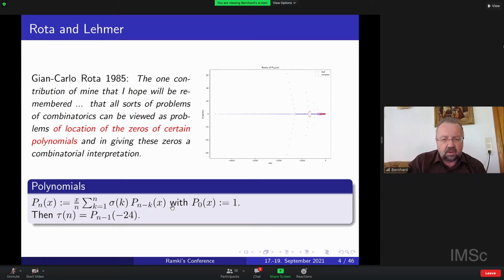And so the question about Lehmer is: minus 24, a root or not a root of these families of polynomials? And it will turn out, as you see here in the recursion formula, that these are really polynomials. And that's the hope. When we have polynomials, when the degree is n, we have n roots. So when we can find n roots which are not equal to minus 24, we would be done.